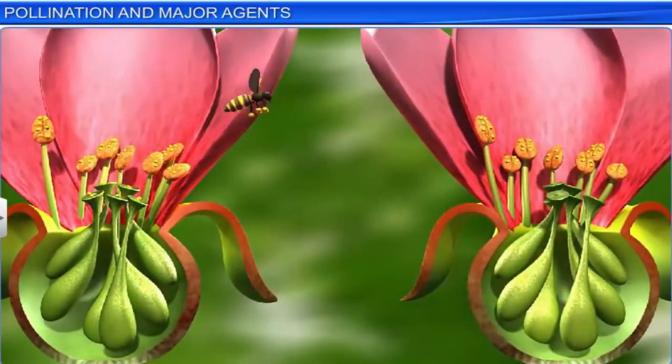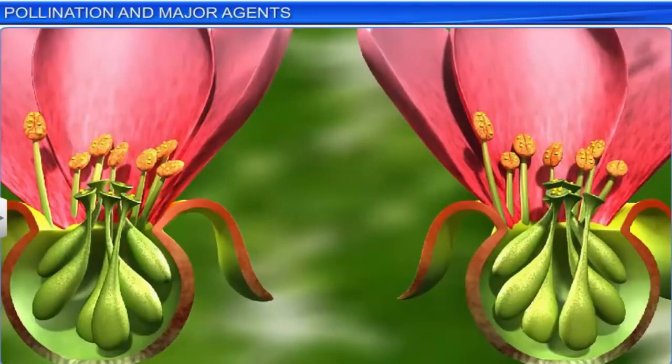grains. When the agent sits on another flower to suck the nectar, the pollen present on their bodies comes into contact with the stigma, thus completing the process of pollination.